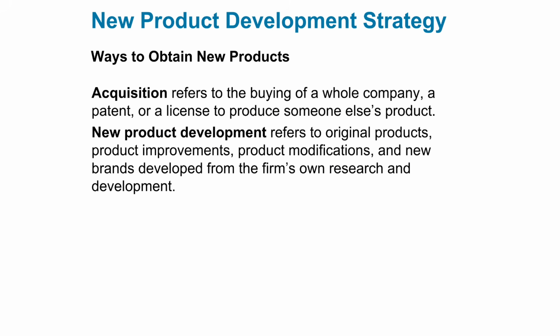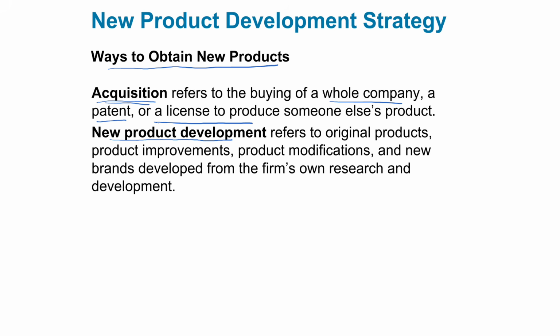New product development strategies. So what are the ways to obtain a new product? I'm going to give you a definition of the new product in 1 minute. The first method to develop or to obtain a new product is through acquisition, and the other method is through new product development. What do you mean by acquisition? Acquisition means buying the whole company. So there is a company that is offered to the market for purchase, and you go and buy that whole company, or you buy a patent, or you buy a license to produce someone else's product. These are the common examples of new products. How to obtain it? Through acquisition.